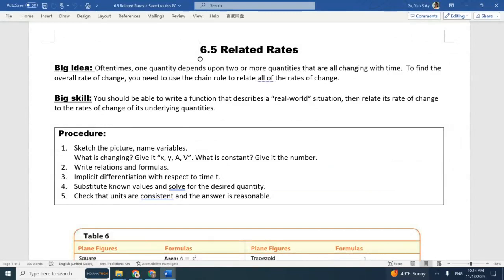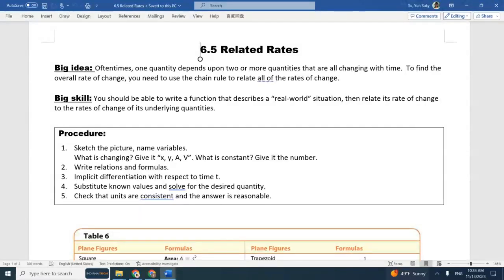So the procedure is similar as before. Okay? You sketch the picture, name the variables, what is changing, give it the variable name. And what is constant? If that number is constant, don't name the variable. You give the variable only if it varies. Okay? So if some quantity is constant, just put the number. And then write down the relations and formula.